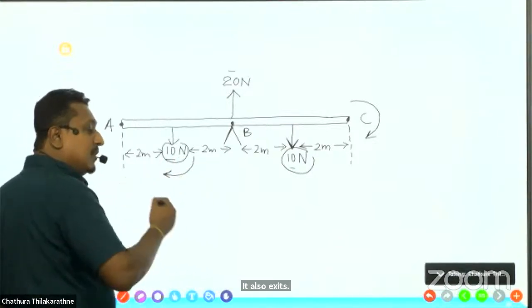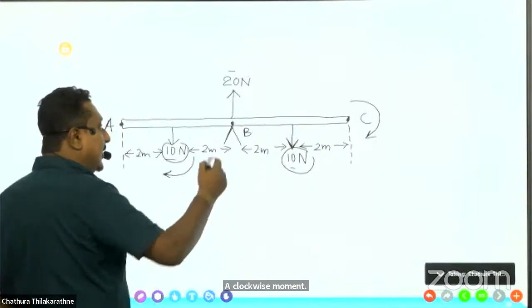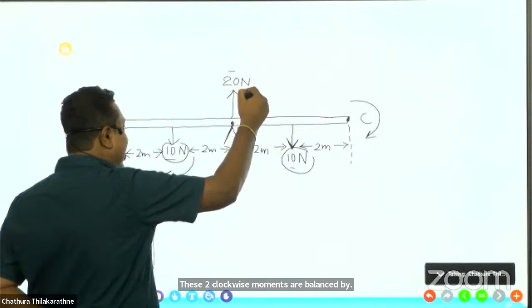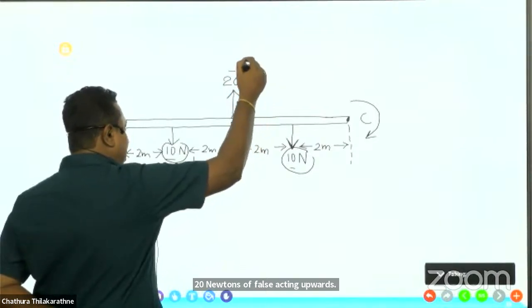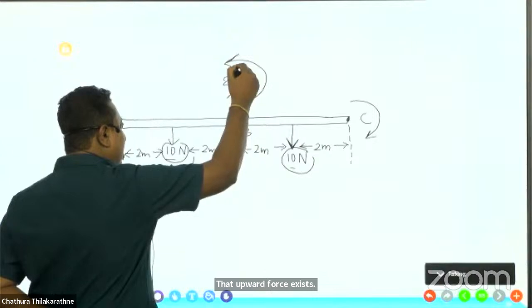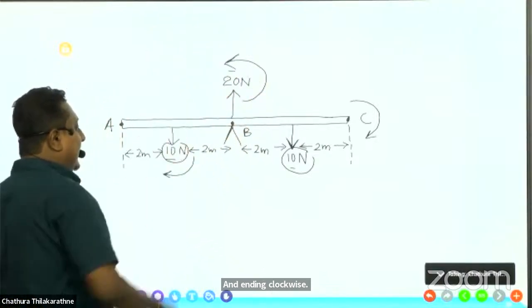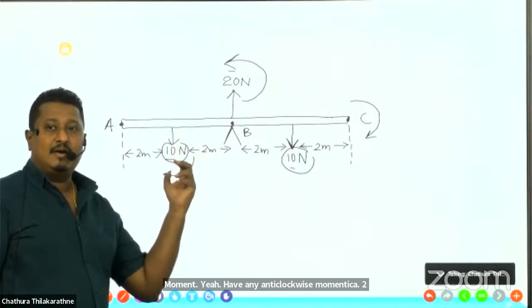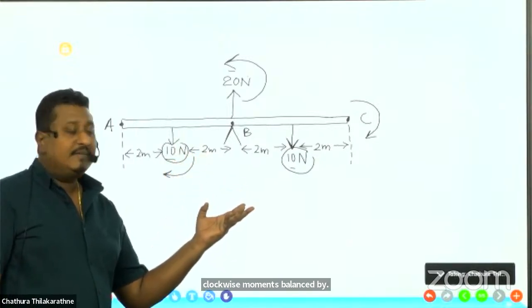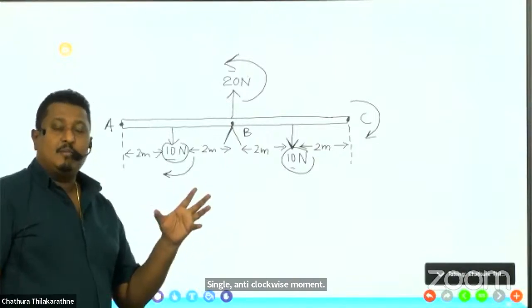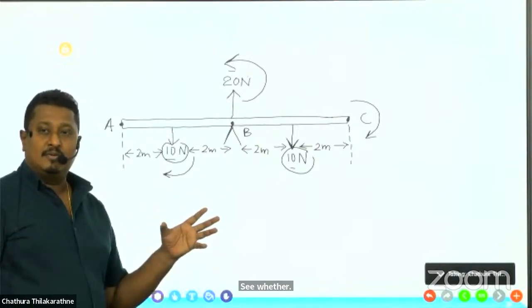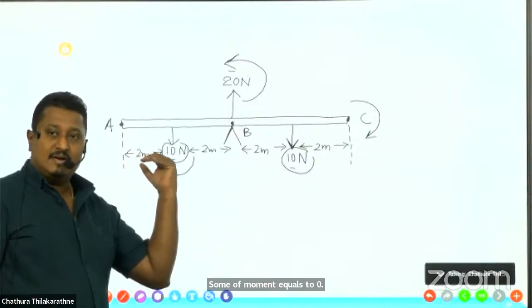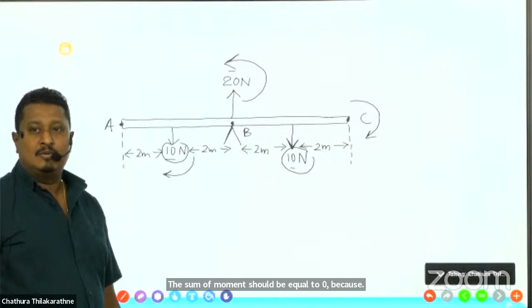These two clockwise moments are balanced by 20 newtons of force acting upwards. That upward force exerts an anti-clockwise moment. Two clockwise moments balanced by a single anti-clockwise moment. See whether the sum of moment equals 0. The sum of moment should be equal to 0 because the rod is in balance now.